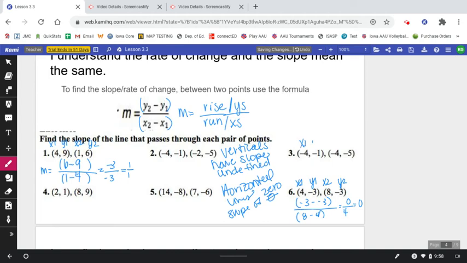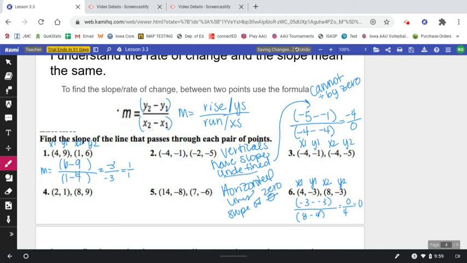So when I do this problem here, and I do negative 5 minus negative 1 over negative 4 minus negative 4, I get negative 4 divided by 0, and you cannot divide by 0. So this one is undefined. And that's all we would write for the slope. We would just write undefined.